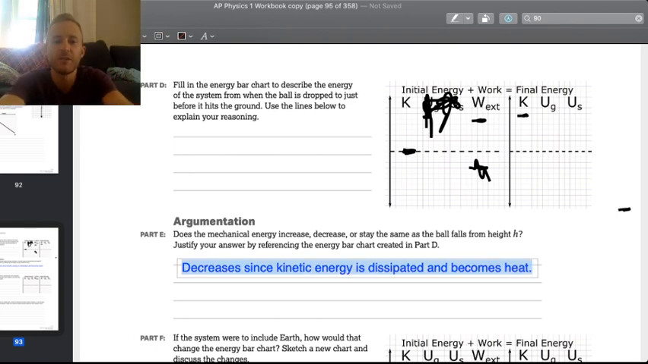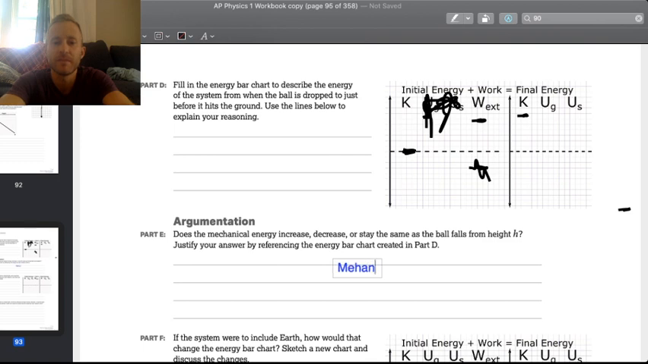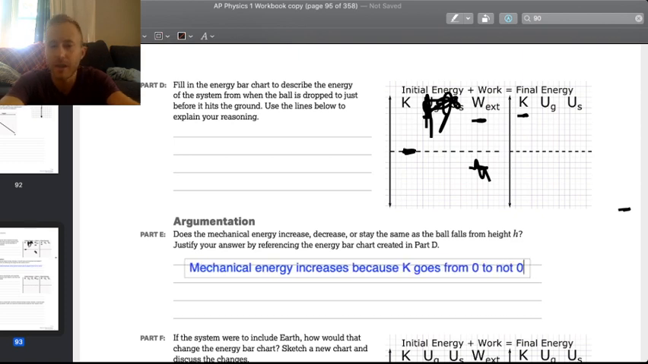So I'm going to say that the mechanical energy increases because the kinetic energy goes from 0 to not 0. So there you have it.